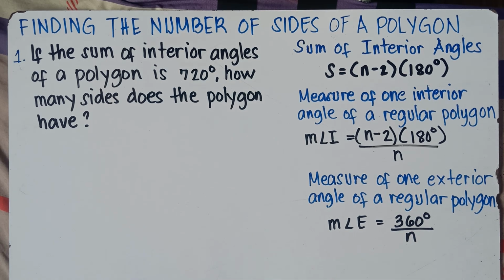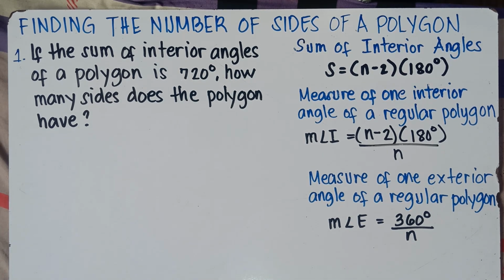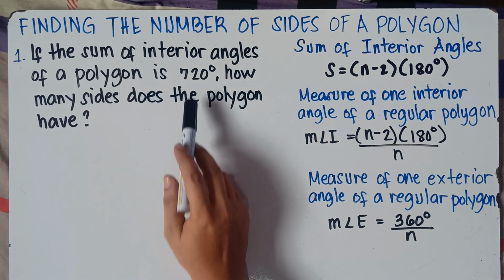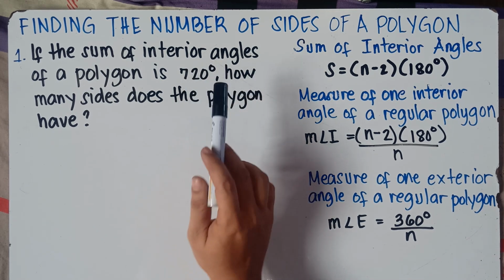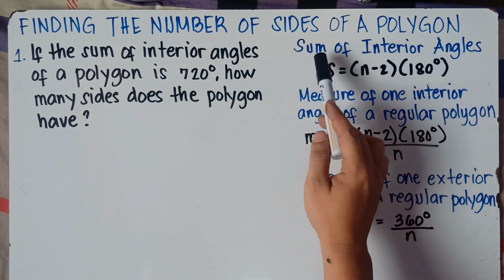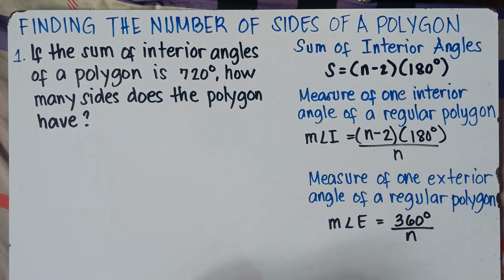So let's start with number 1. If the sum of interior angles of a polygon is 720 degrees, how many sides does the polygon have? We are given the sum of interior angles, which is 720 degrees. Therefore, we will be using the sum of interior angles formula. So let's use this formula.